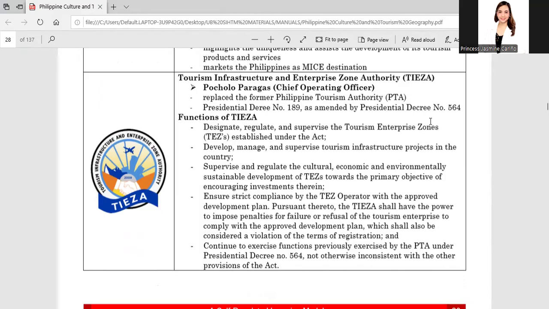All right, so let's proceed to TIEZA, or the Tourism Infrastructure and Enterprise Zone Authority, which has replaced the Philippine Tourism Authority, or PTA. So the functions of TIEZA is to designate, regulate, and supervise the tourism enterprise zones. All right, and then develop, manage, and supervise tourism infrastructure projects in the country. So if you can see that function, maybe we're wondering why the infrastructures in the Philippines are sometimes substandard. I don't know also because it's conflicting. We have an attached agency for that, which is the TIEZA.